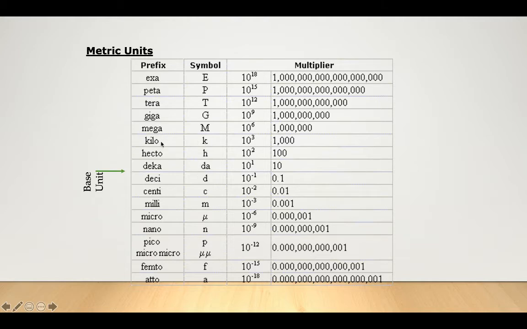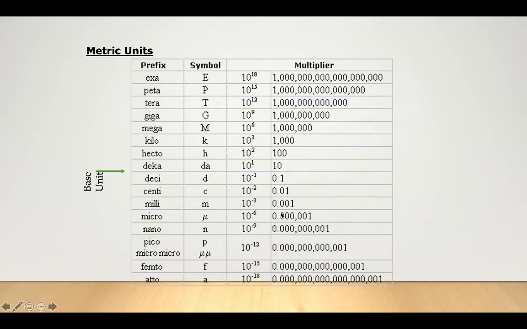So one of the most common ones we're going to use is, let's say, the kilometer right here, or kilo, paired up with the meter in physics. So the symbol for that is just K. The multiplier here is 10 to the third. Remember that this is just saying 10 times 10 times 10. Well, 10 times 10 times 10 is equal to 1,000. So really, these two are the same things.